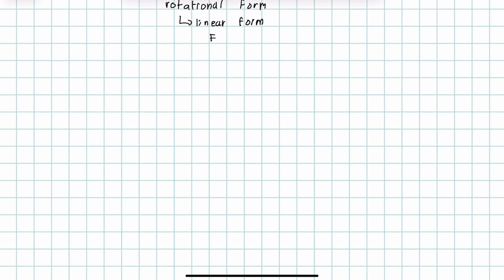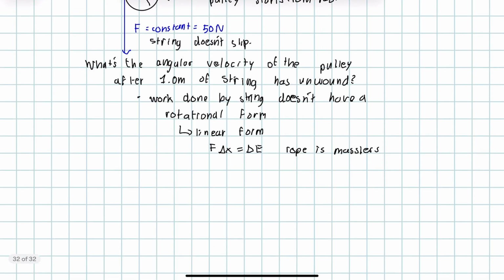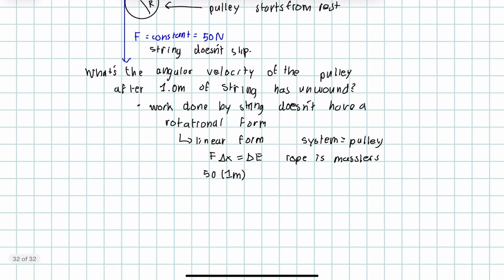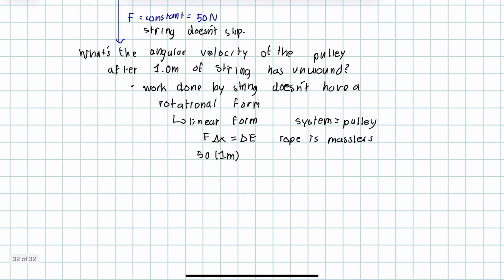So what we can do is we know that F delta X is equal to delta E, and that'll always give you the change in energy. Even though the rope doesn't really have any mass, the rope is massless, we have to remember that. So we can just define the system as the pulley. So we have 50 times 1 meter of the pulley, because there's no work being done by the rope. So it's just going to be displacement.